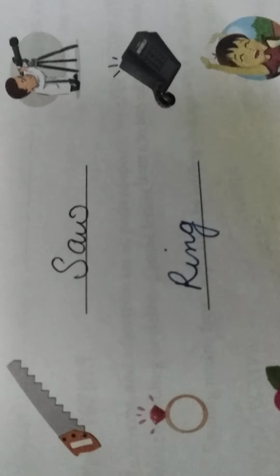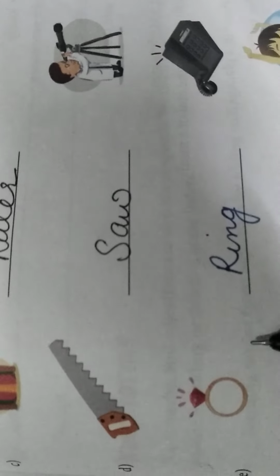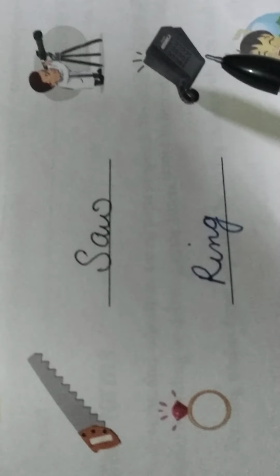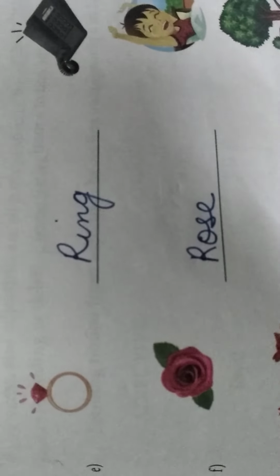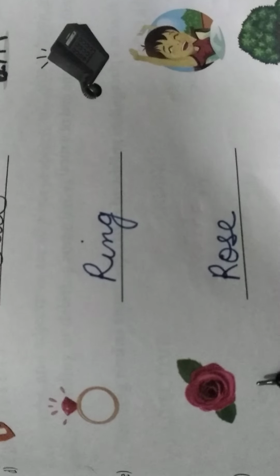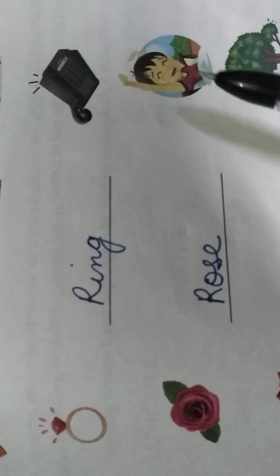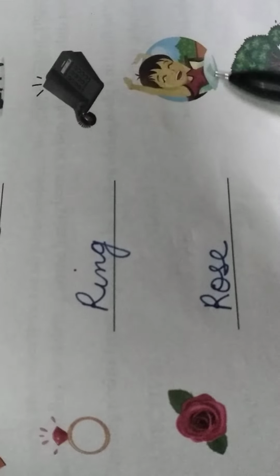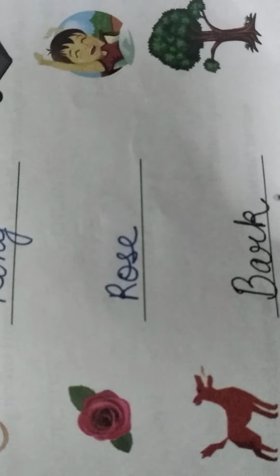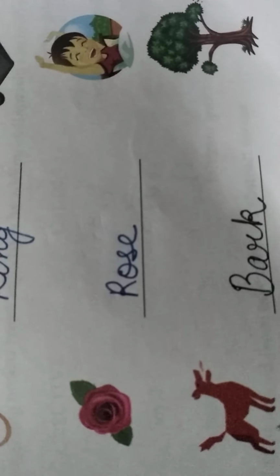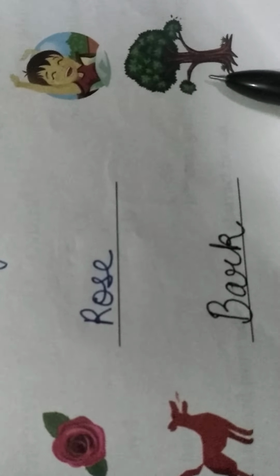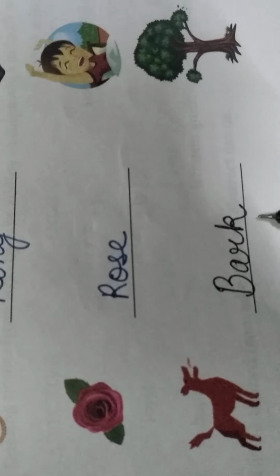Now next is the ring. Children, the left side is the finger ring and the right side is the ring of the telephone. Now the next one is rose. Children, on the left side it's a flower, rose, and the right side is the past tense of rise. This boy is rising up. Now this bark also has two meanings. The first one is the loud noise that a dog makes, and the second is the hard outer covering of a tree, that is also called bark.